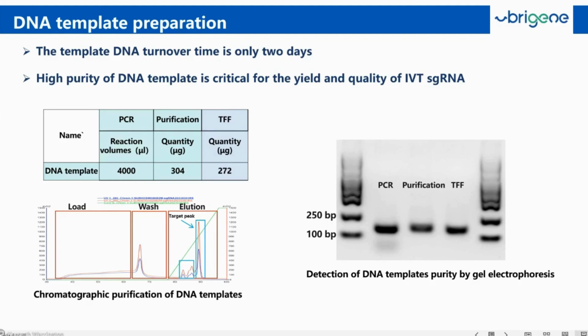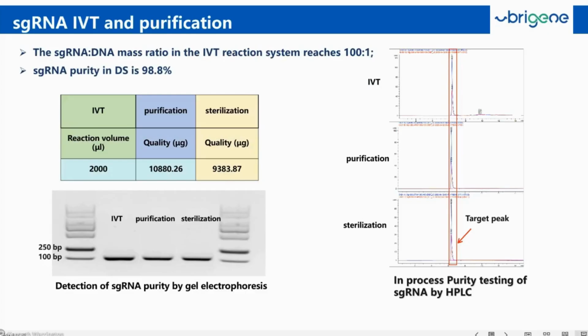The panel lower right is showing our purification with our target peak coming as a pretty well-defined target peak, and the panel on the right is showing that we can detect the DNA template's purity by gel electrophoresis. These templates are then used in our small guide IVT.